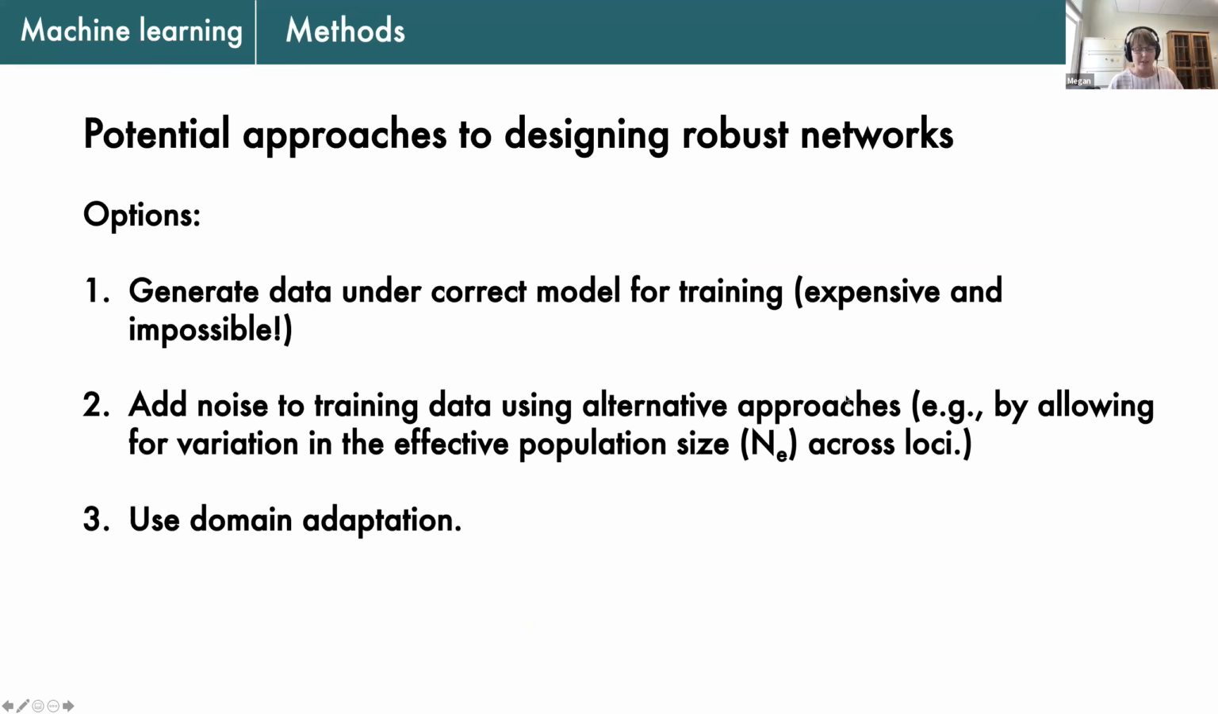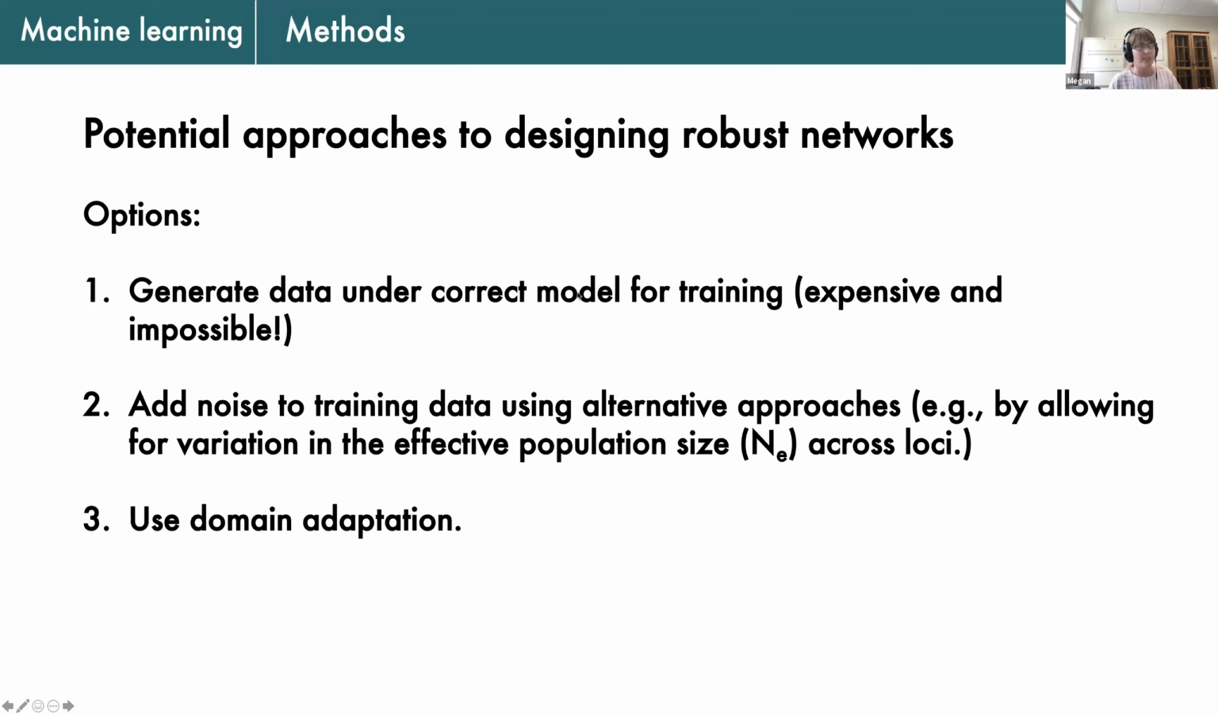Okay, I've already told you that methods didn't work several times, so how am I going to fix it? I'm going to tell you about some potential approaches that we're working on to try and design networks that are robust to these kinds of issues. Because in reality, when we collect biological data, it's never going to exactly match the model that we're using for training these networks. So we need to find ways to build networks that can work with this.